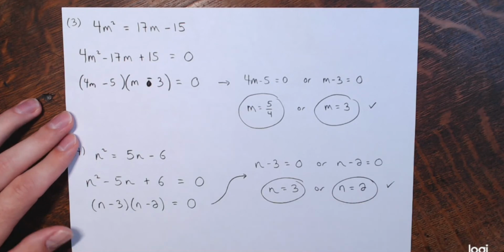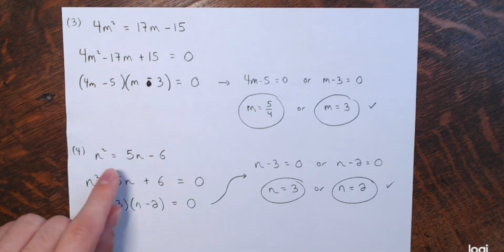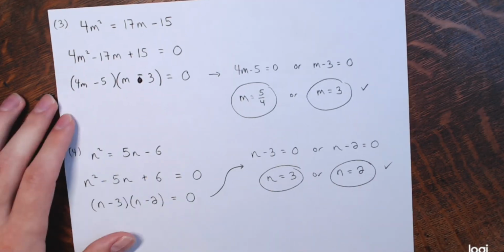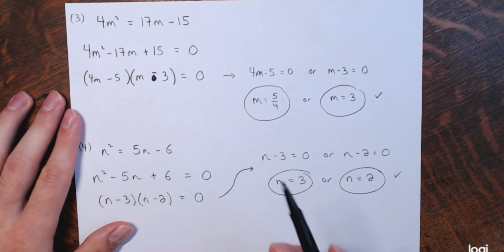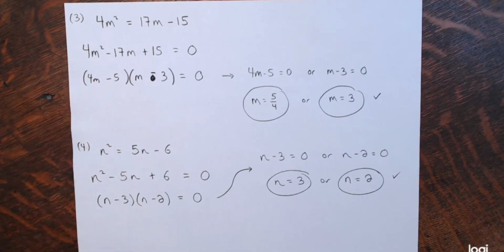All right, don't forget to check. I'll just do 3 real quick for you. That'd be 9 equals 15 minus 6. That's true. I could do 2 real quick too. 4 equals 10 minus 6. That also works. Both of them work. And you should be checking.